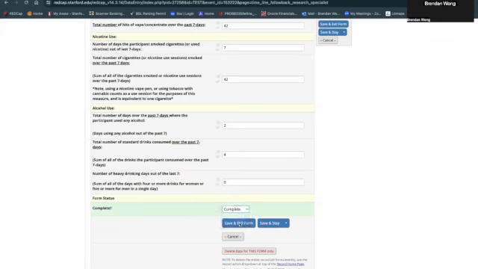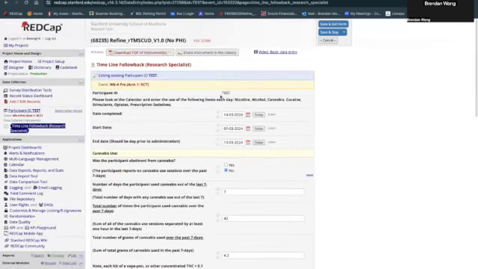Once done, we would switch it to complete, and then you would save and exit the form. And that is how you complete the timeline follow back instrument on REDCap.